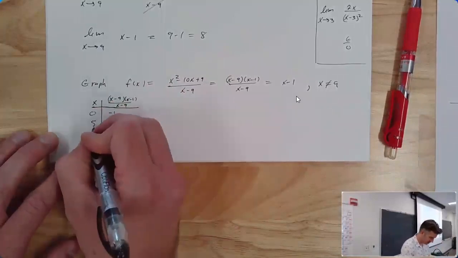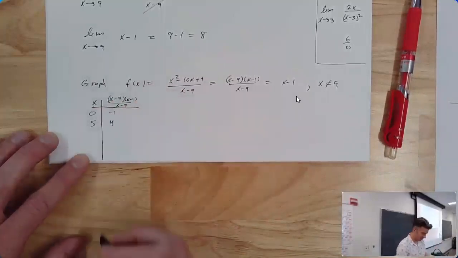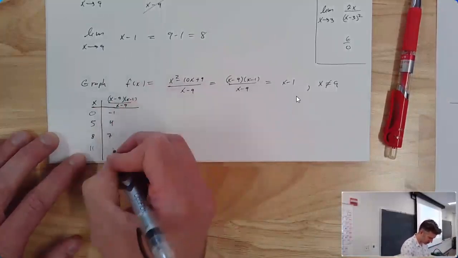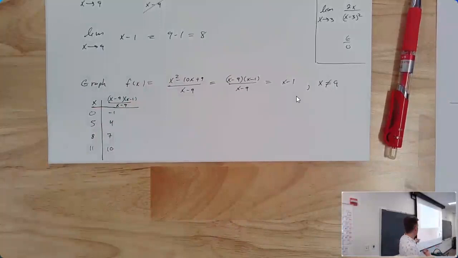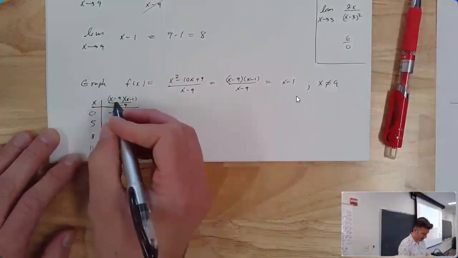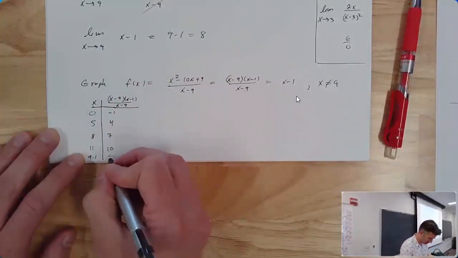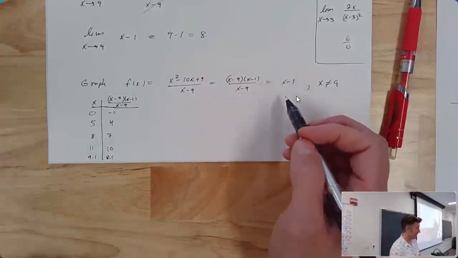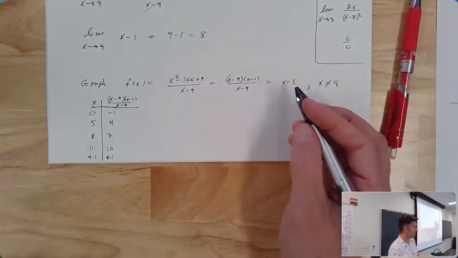If x is 5, I'm going to get 5 minus 1, which is 4. If x is 8, I'm going to get 8 minus 1, which is 7. If x is 11, I'm going to get 11 minus 1, which is 10. Because the (x minus 9) over (x minus 9) part will always cancel out. Even if x is like 9.1, I'm going to get those canceling, and 9.1 minus 1 is 8.1. So this looks like the line y equals x minus 1.